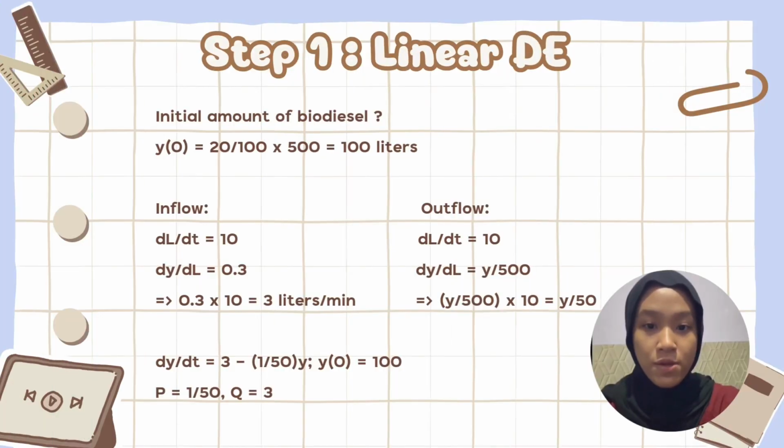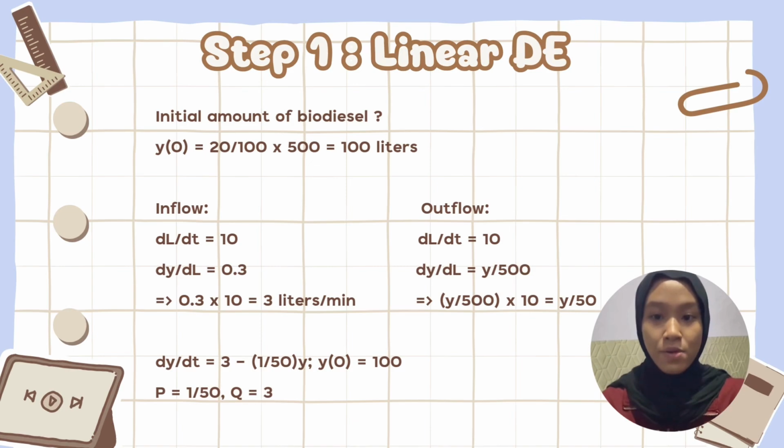Next, I will continue explaining the method of solution for the first problem statement. The first problem statement requires us to find the initial amount of biodiesel. Based on the given information, there are 500 liters of fuel containing 20% biodiesel, which can be calculated as 20 over 100 times 500 equals 100 liters. Now, I will proceed with the steps to find the first-order linear differential equation.